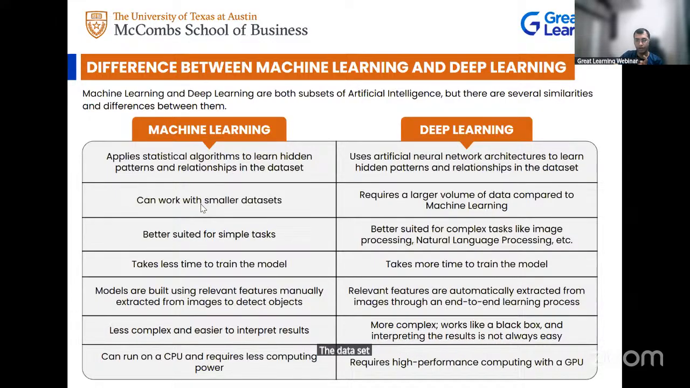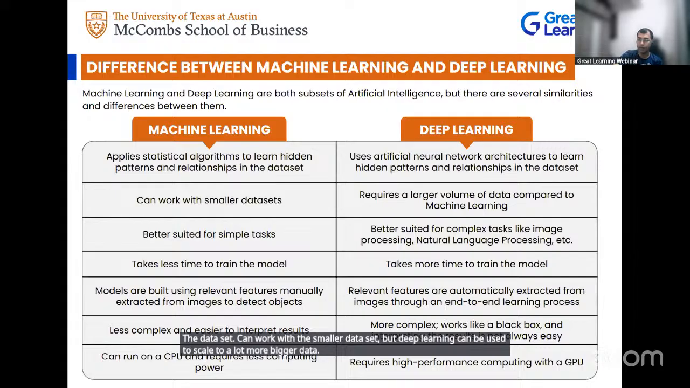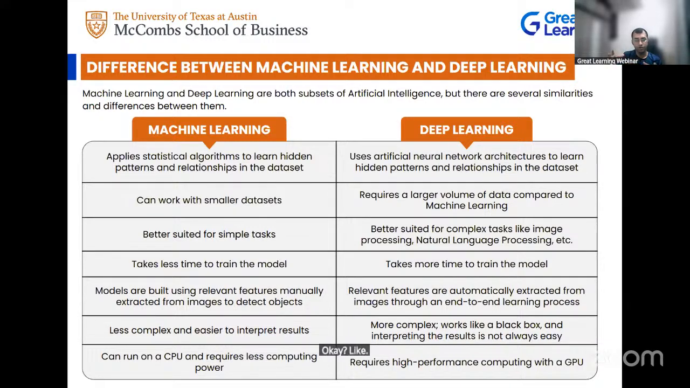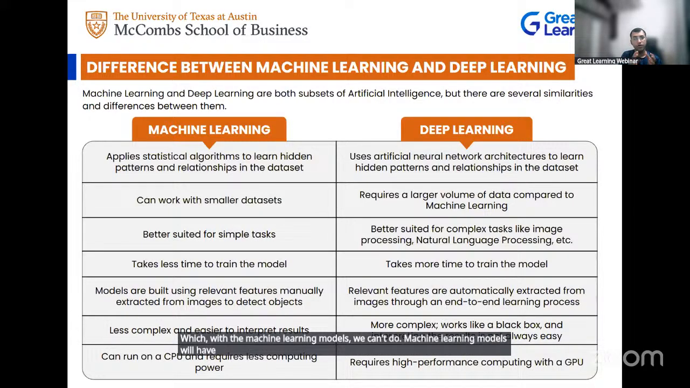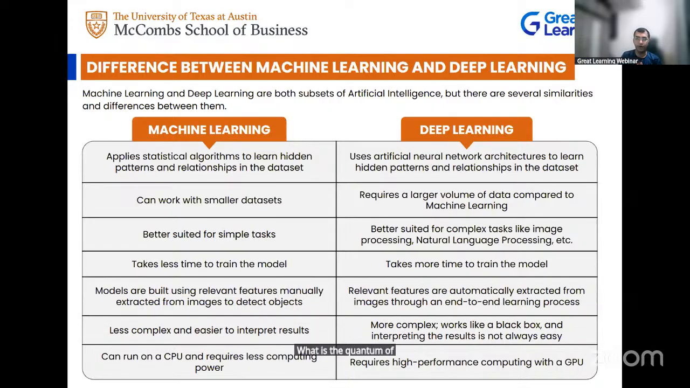Machine learning can work with smaller data sets, but deep learning can scale to a lot bigger data. For example, ChatGPT-based models are trained on trillions of GBs of data. Models trained on such a large amount of data is something we can't do with machine learning models. Machine learning models have limitations in terms of the quantum of data that we can pass, and are better suited for simple tasks, whereas deep learning can understand a lot more complex patterns from the data, even unstructured data like audio and video, which are very complex.